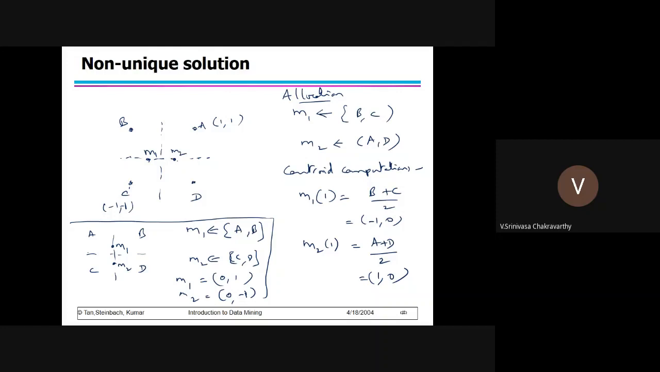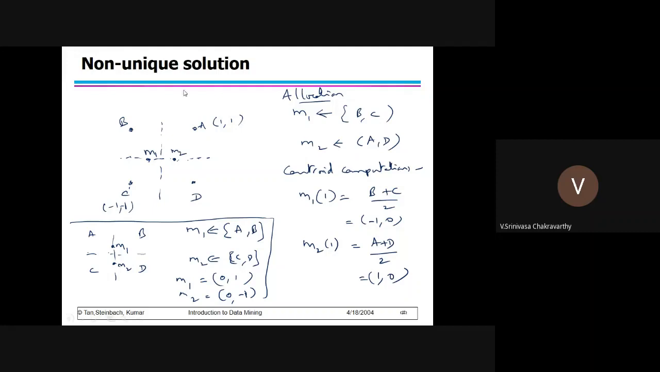So the point is, M1, M2 could be very close to the origin. So initial values could be something like 0, 0.0001 for M2, and M1 could be 0, -0.0001. So similarly here also, M1 and M2 could be 0 and 0.0001 and 0 and -0.0001. So in both cases, case 1 and case 2, M1 and M2 are actually very close to each other, but a small deviation can give you very different final clusters or final centroids. So therefore the solution that you get in k-means is not unique.